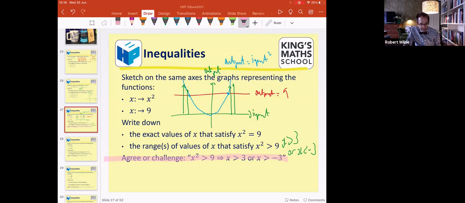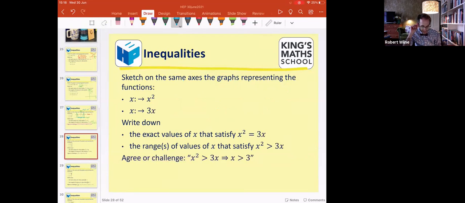Well, because x is bigger than -3, we can see our inputs there. Those are the inputs for x is bigger than -3. And some of them give x squared larger than 9, but not all of them. So it's definitely a challenge. And the question is unpacking why that's happened.